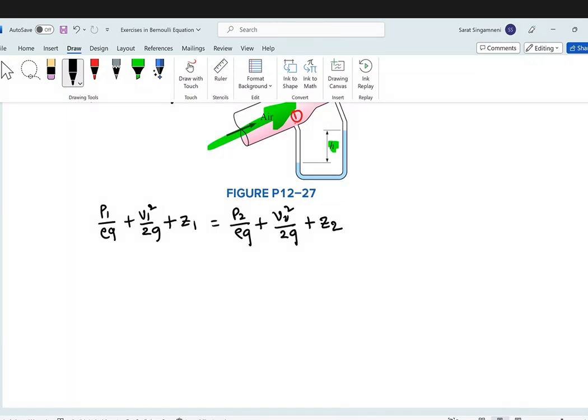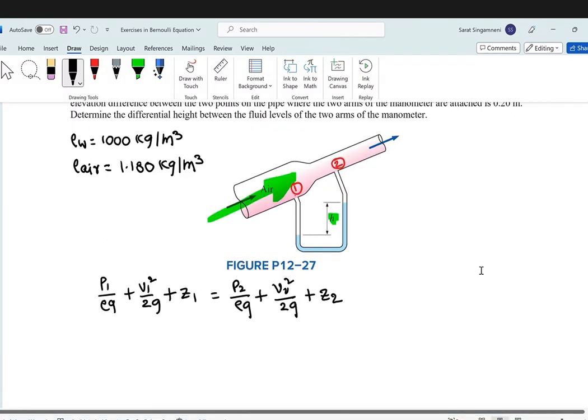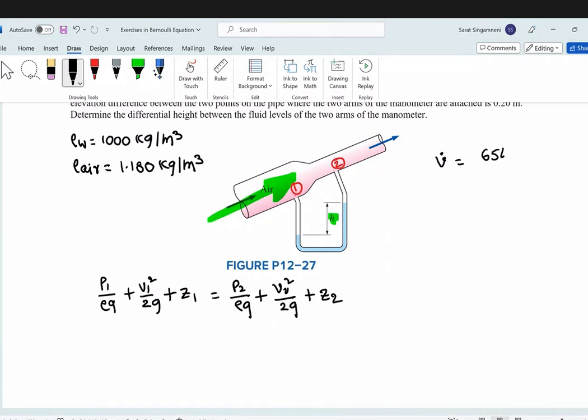The velocity of the air is given. Let's call that V. The rate of flow, V dot, is given as equal to 65 liter per second. This we need to convert into meter cube per second.